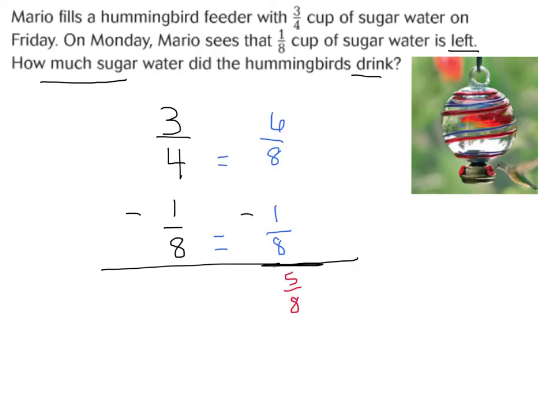Okay, for this one, you should have said 8 would be my best common denominator because that's the least common multiple. So 3/4 is equal to 6/8. 1/8 is equal to 1/8. When you subtract 1/8 from 6/8, you'll have 5/8. And I cannot simplify 5/8 because they only have a common factor of 1. So the hummingbird drank 5/8 of the sugar water.